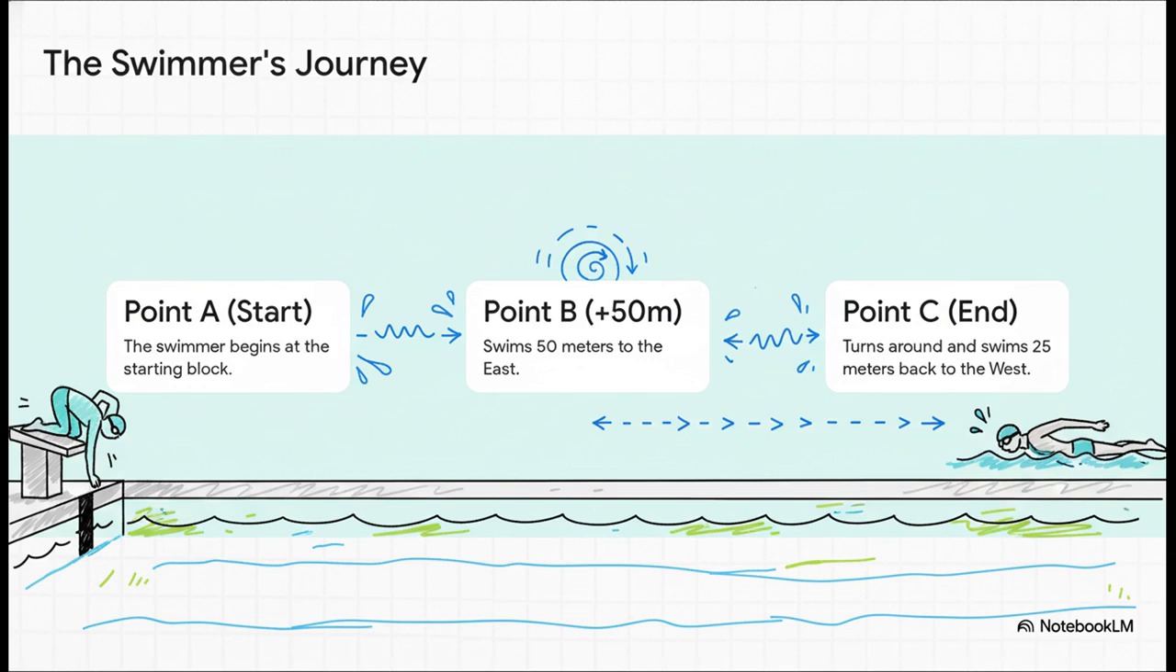So, first things first, let's actually trace the swimmer's journey. Imagine they start right here at point A. They swim a full 50 meters east, all the way to point B. Then, they turn around and swim 25 meters back west, stopping at point C. Getting a clear picture of this path in your head is absolutely crucial.